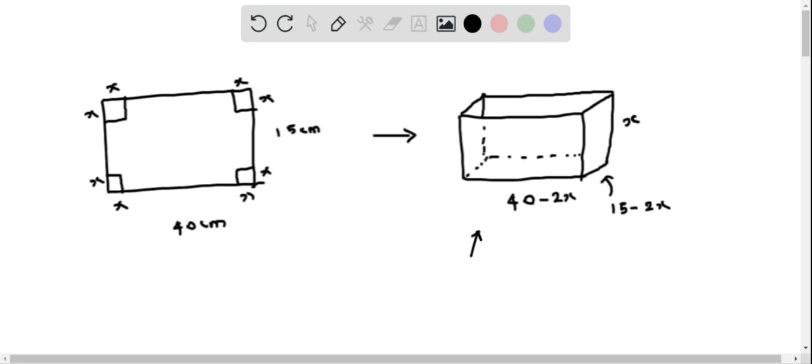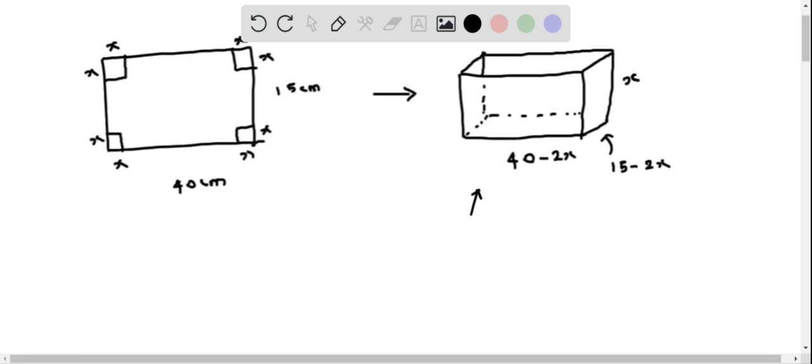the square of length x centimeter from each sides, the length of the box will be 40 minus 2x, and similarly the width of the box will be 15 minus 2x, and the height of the box will be x centimeter. So now we can find the volume of this box. Volume is basically the length times width times height.